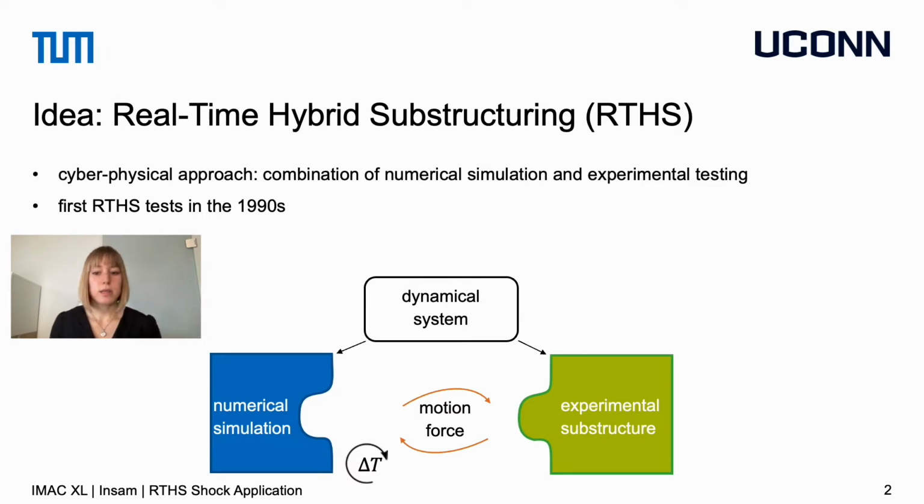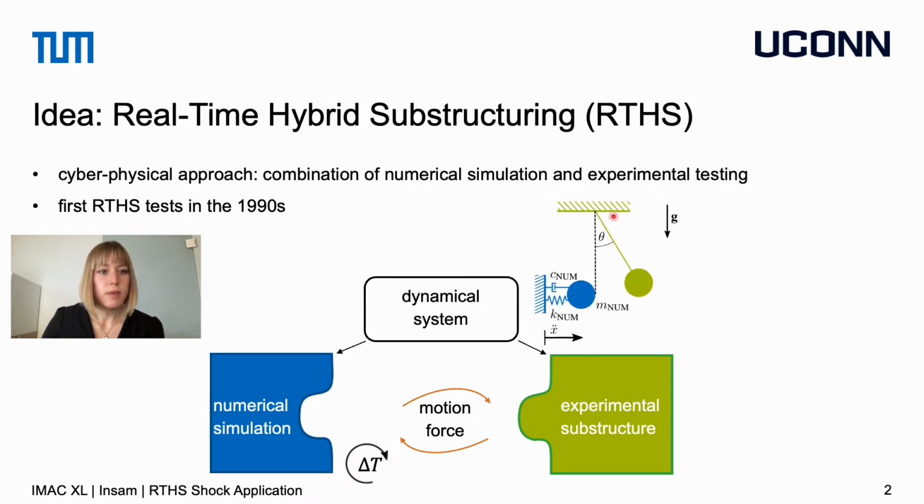So the dynamical system that we selected for these investigations can be seen here. Basically, this is a pendulum that hits a mass spring damper system when it swings down. Modeling the contact interaction is already challenging for this very simple system. This is because dynamical properties of the contact partners and the contact dynamics are required. So it's easier to capture the contact forces in the experimental substructure.